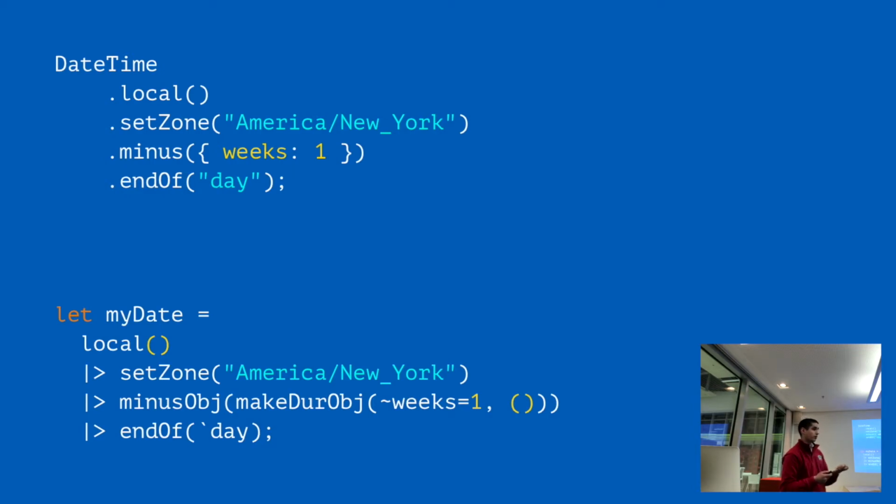Yeah, so I did that, I think, for the library, and I used shadowing to basically have minus obj as a binding, and then you can redeclare minus obj as a labeled argument function that calls make duration object, and it hides the API from the user.